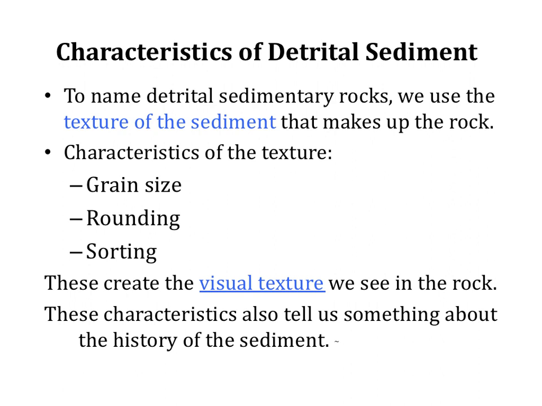So texture includes the size of the pieces or the grains. We usually use the term grains. So we can have small grains or we can have large grains. Rounding is a second characteristic. In this case, we've got things with sharp edges or things that are nicely rounded. And then finally, sorting, which is just a way of looking at a sediment and saying, are all the pieces very similar to one another? So we're going to talk about each of those in more detail.